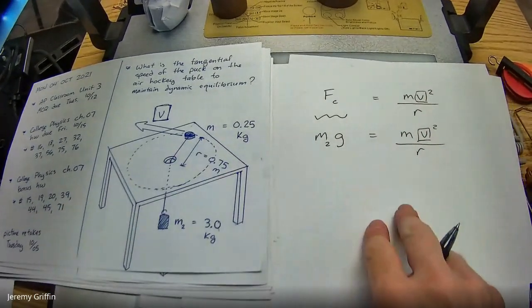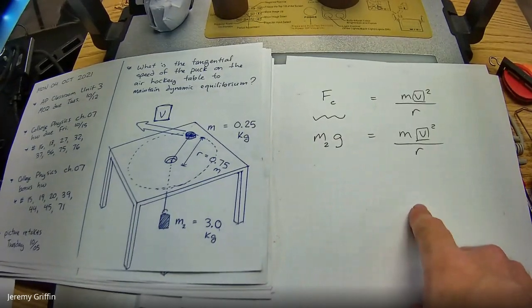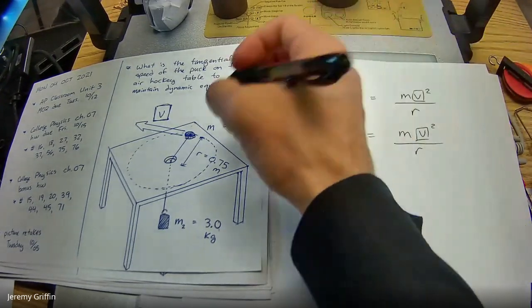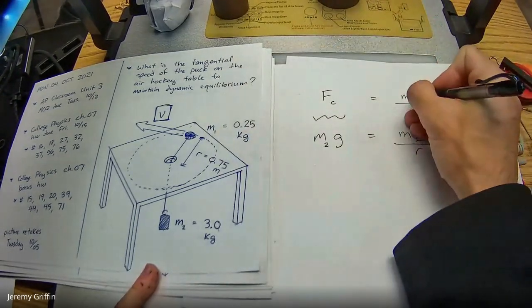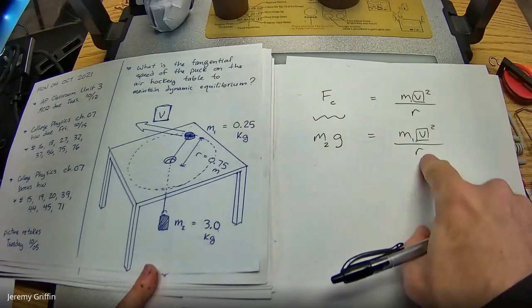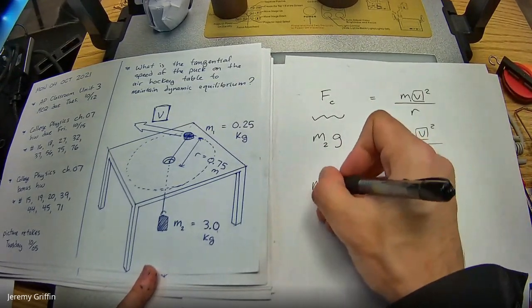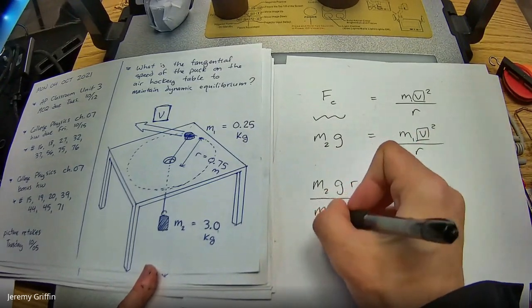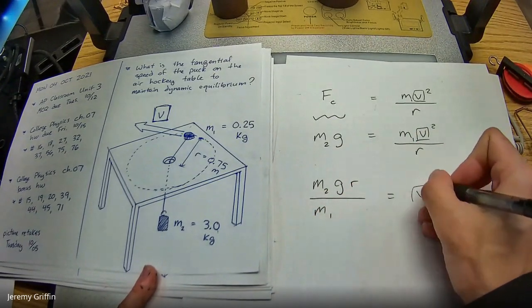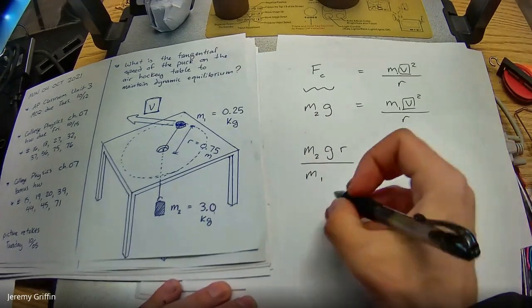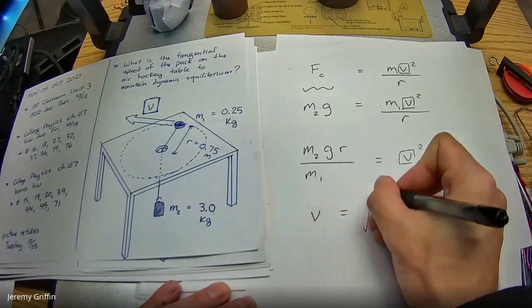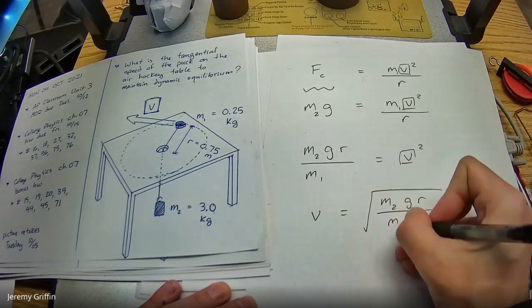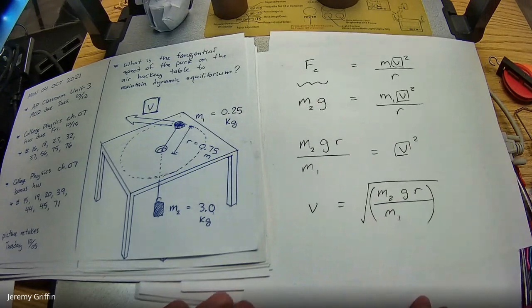Got m and m2. Let's solve this in terms of variables, because that's a good practice to do for AP. Well, maybe we'll throw a subscript, a subscript one. Let's do that, M1 and M2. Multiply by R. That'd be M2 GR, divide out the M1. That's all equal to V squared. And then finally, take the square root of both sides. The speed would have to be the square root of M2 GR all over M1. Now that's the general solution.